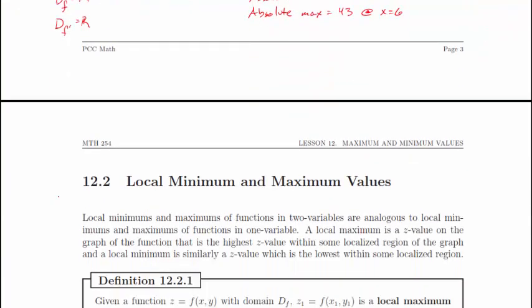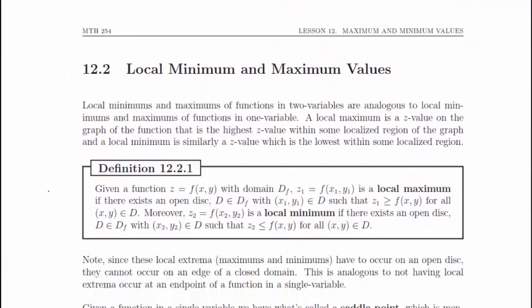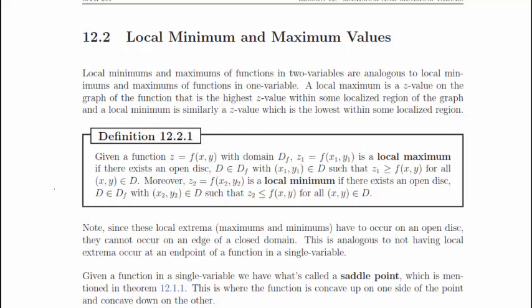Alright, now that we've covered a review of single variable calculus, hopefully you guys found that a good refresher. Let's now start looking at functions in 2 variables. So section 12.2, local minimum and maximum values, now for functions in 2 variables.